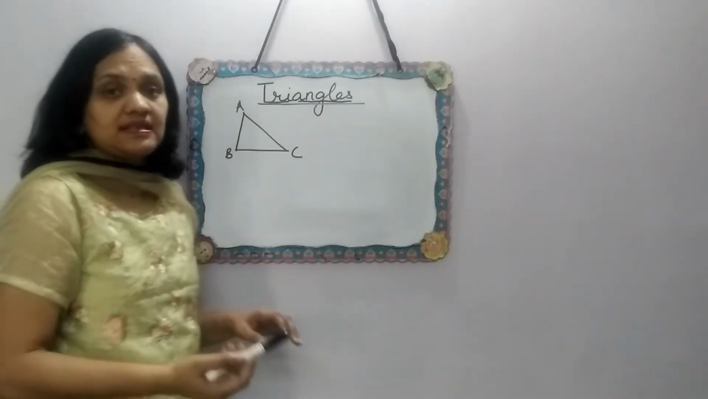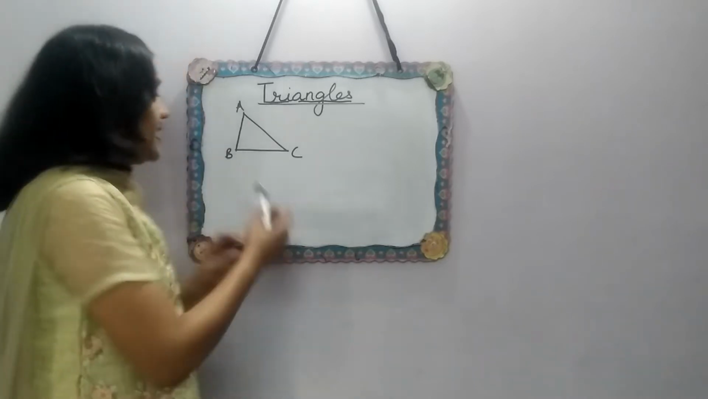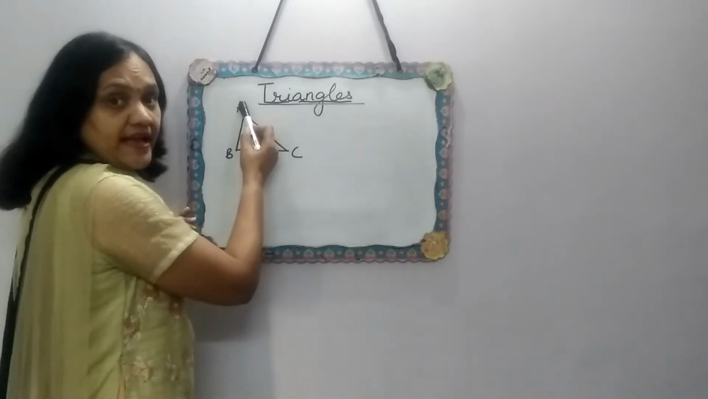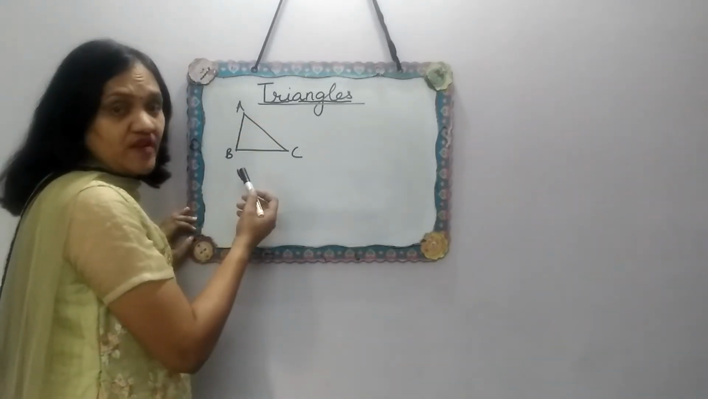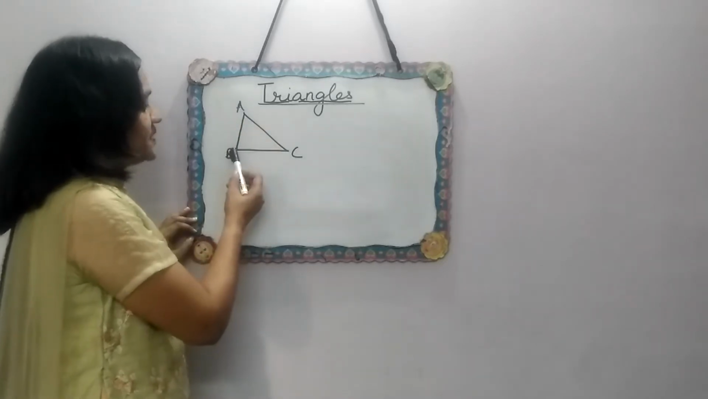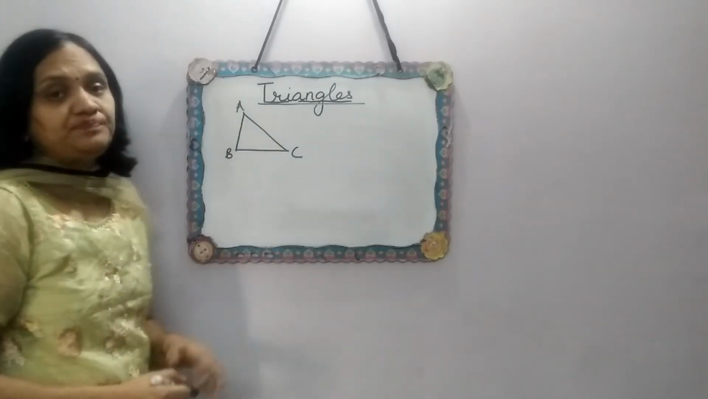Now, what is a vertex? A vertex is a point where two sides of a triangle meet. So, the vertices of a triangle over here are A, B and C.